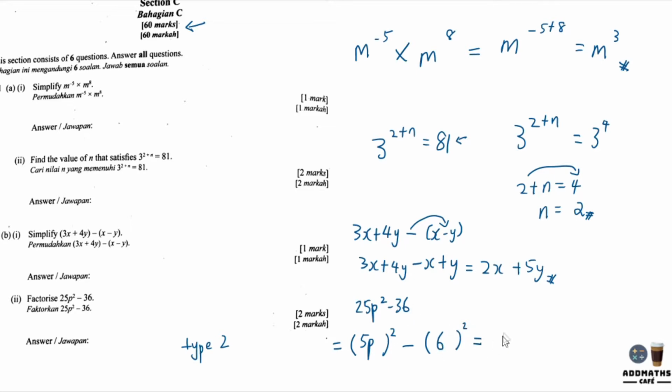So in this case, the factorization will be 5p plus 6 and 5p minus 6. So this is type 2 factorization. So if you can see that this is a form of type 2 factorization, you can make this equation into this form. The answer will be a plus and a minus over here.